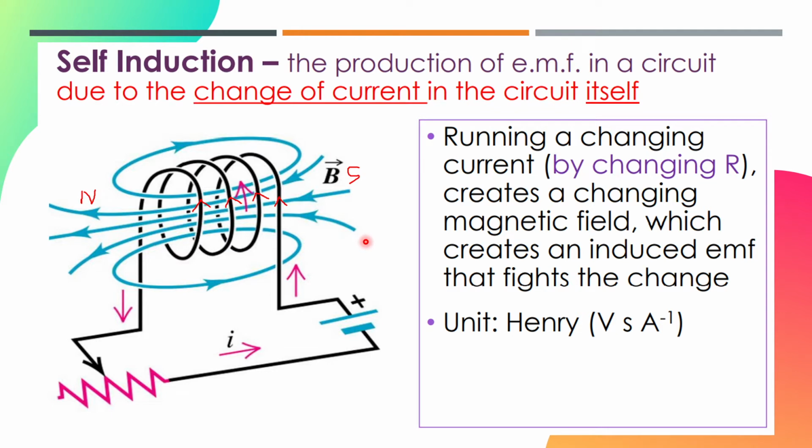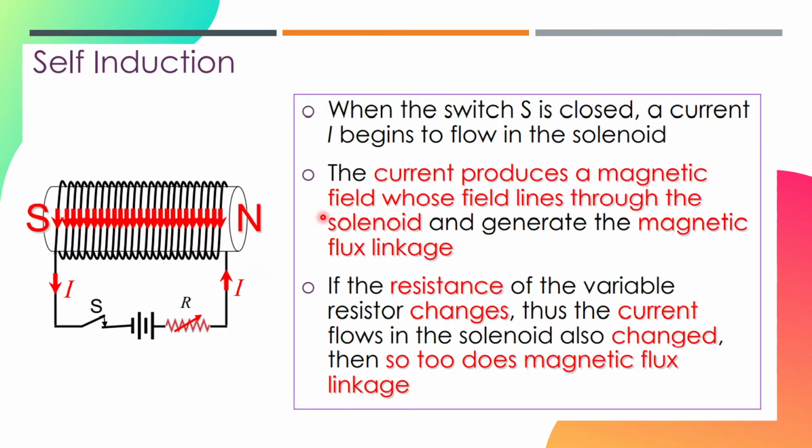So what happens when there is a change in current means that the current will be increased or decreased. So when the current is changing, the magnetic field around the solenoid is also changing. Okay, so based on Lenz's law, it will try to oppose the change of the magnetic field around the solenoid. Okay, so we will look at the next slide.